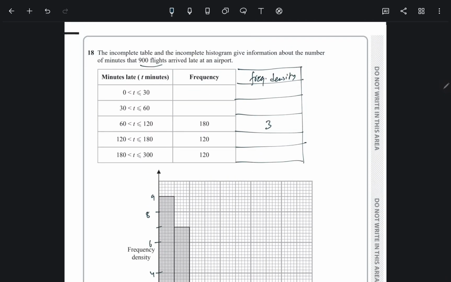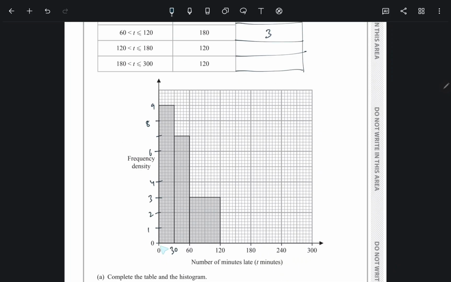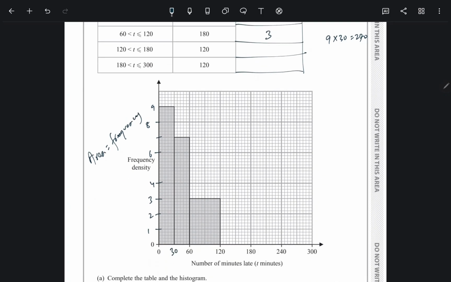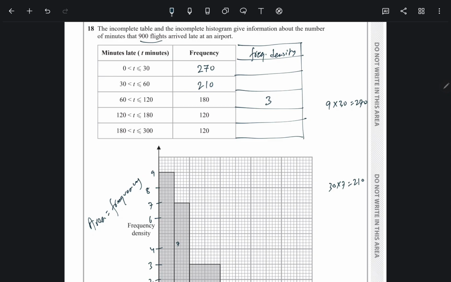So the first bar is from 0 to 30 with a height of 9, and the area of the histogram gives you the frequency. So 0 to 30, the width is 30 and the height is 9, so that's going to be 9 into 30, that's 270. So the frequency for this is going to be 270. Same goes for here, 30 to 60, the width is 30 and the height is 7. So 30 times 7 is 210. So that's going to be 210.